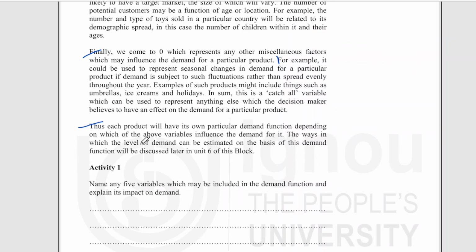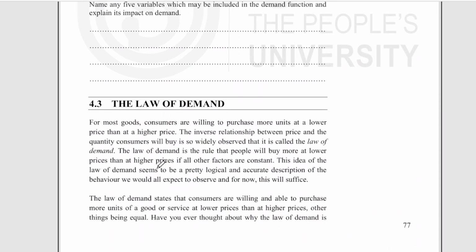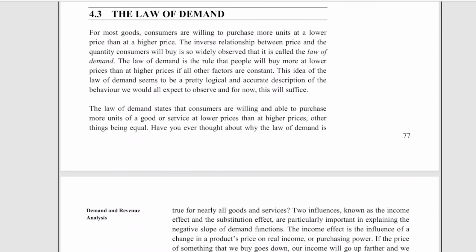The ways in which the level of demand can be estimated on the basis of this demand function, we will discuss further in block unit 6. Okay, so this is unit 4, unit 6 we will discuss further. And the next subsection is the law of demand.